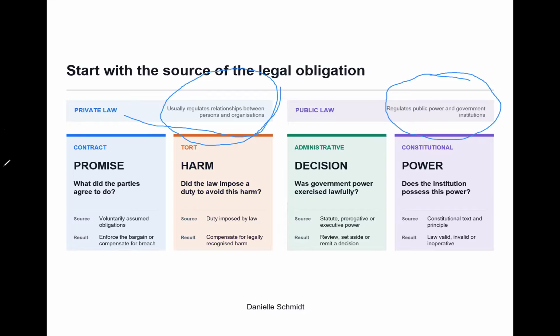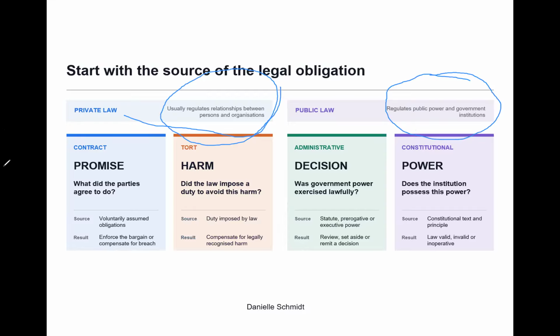Now, another type of private law is tort law. So we've got contract, we've got tort. Here in the problem question, you are looking for harm. In a problem question which would have contract law as the issue, we are looking for a promise between parties. And in a problem question which would be a tort-based legal problem, we are looking for some harm that has occurred. So did the law impose a duty to avoid this harm? This is a duty imposed by law, and the result is compensation for the legally recognised harm from the duty imposed by law.